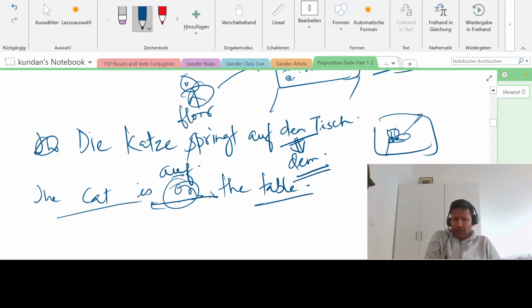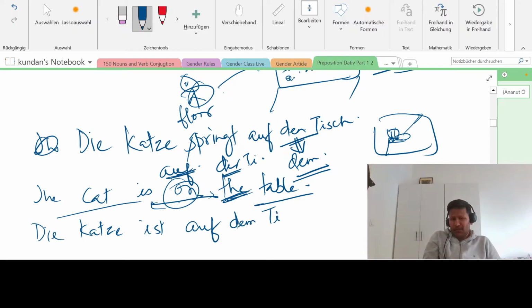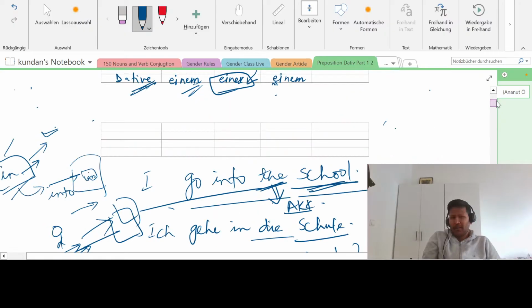Let us make the sentence. Die Katze ist auf, and this der Tisch will change to dative. So der becomes dem. Already you have taken the screenshot, I believe, for the table. So the sentence becomes auf dem Tisch. Okay, let me show again the table to some people who have not taken the screenshot. Please take the screenshot.